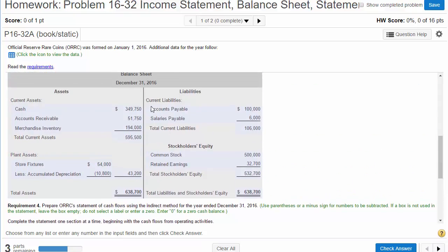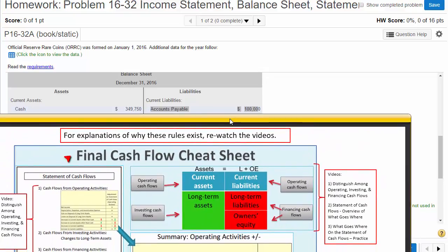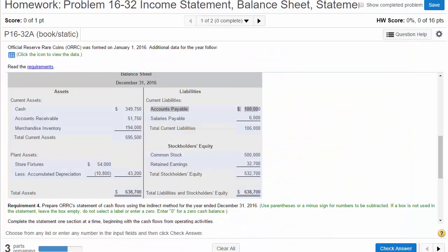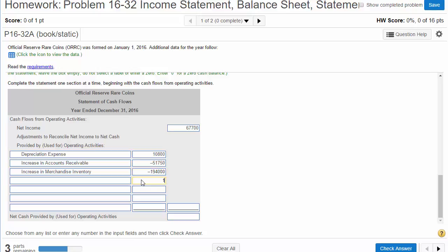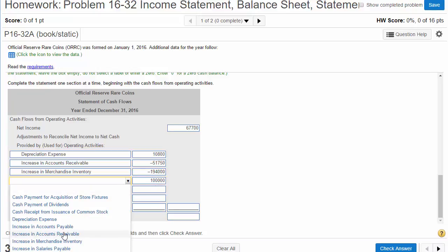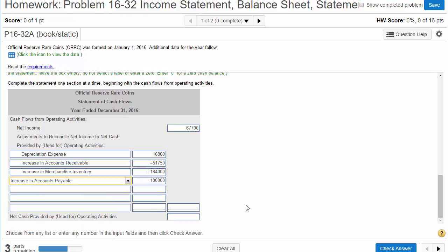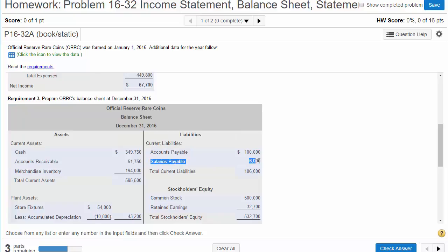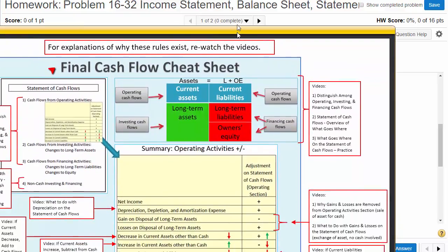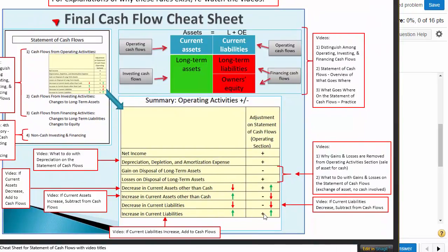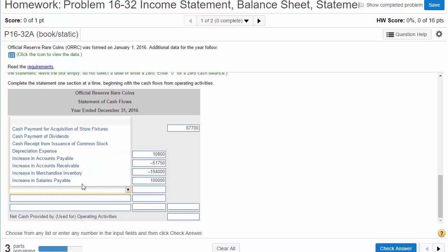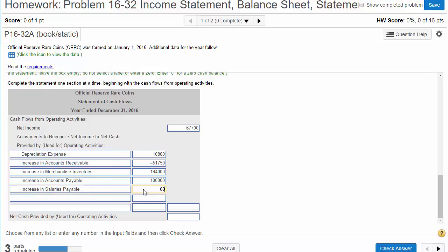And then we have two current liabilities to analyze. And it went up from 0 to 100,000. So the rule is if a current liability increases, you add. So we're going to have to add $100,000 for increase in AP. And then we also had an increase of salaries payable right here of 6,000. And again, the rule is the same as the last one. Increase in current liabilities, you're going to add. Increase in salaries payable, we're going to add the $6,000.